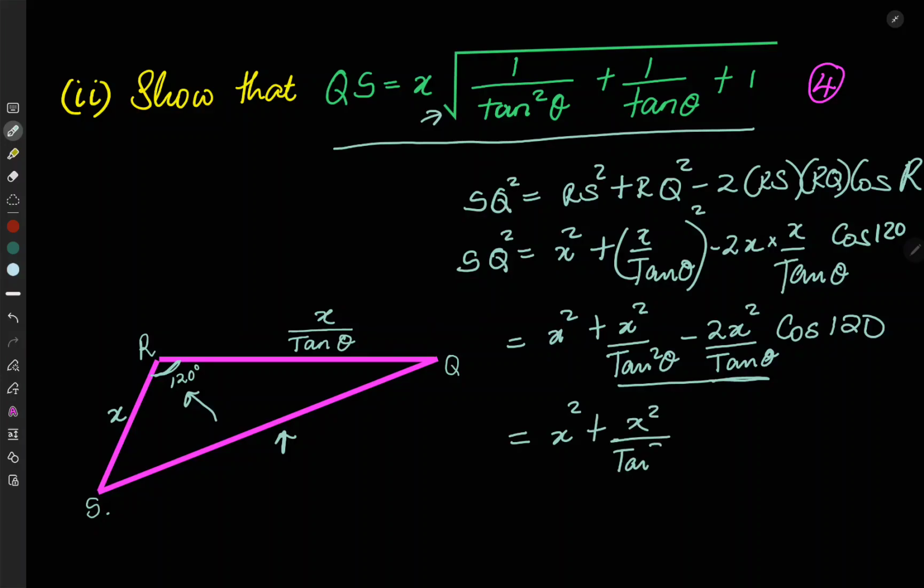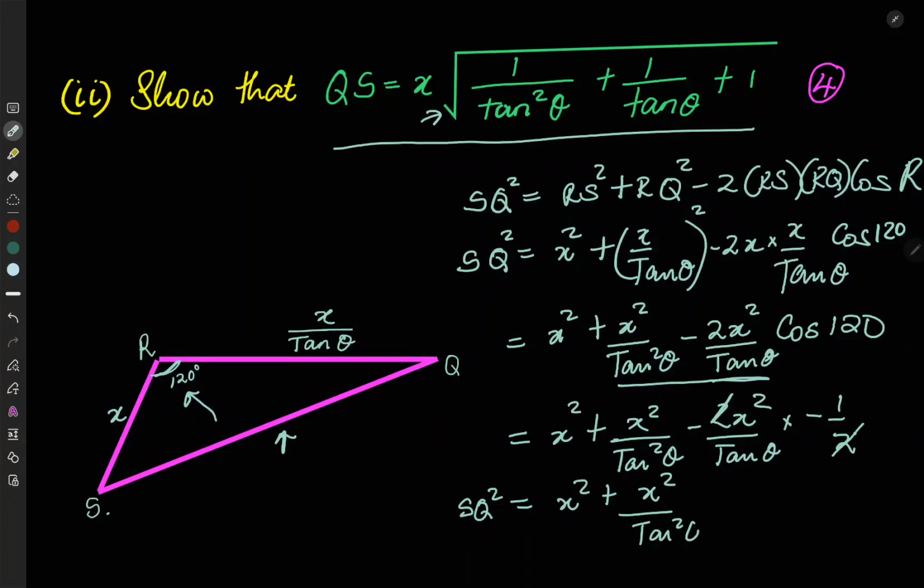Now, after this, we just simplify further, and we will have here x squared plus also x squared divided by tan squared theta minus 2x squared divided by tan theta. And when you simplify cos 120, that will give you a negative half. So times by a negative half. And you can see that these 2 will cancel with that 2, and we just have a positive there. So in the end, we are going to have SQ squared is equal to x squared plus x squared divided by tan squared theta minus, it's actually plus now, remember from the previous, negative times a negative. So x squared divided by tan theta.